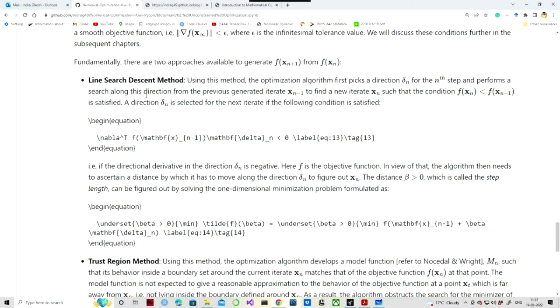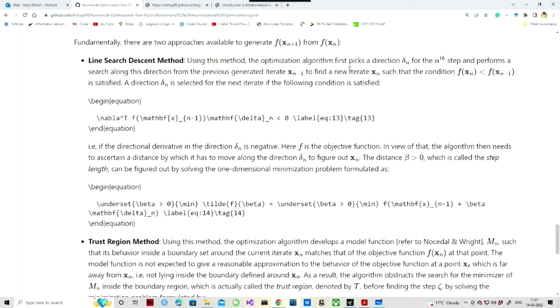Using this method, the optimization algorithm first picks a direction, because we need a direction along which the minimization will happen. It picks a direction delta n for the nth step and performs a search along that direction from the previously generated iterate x_{n-1}.